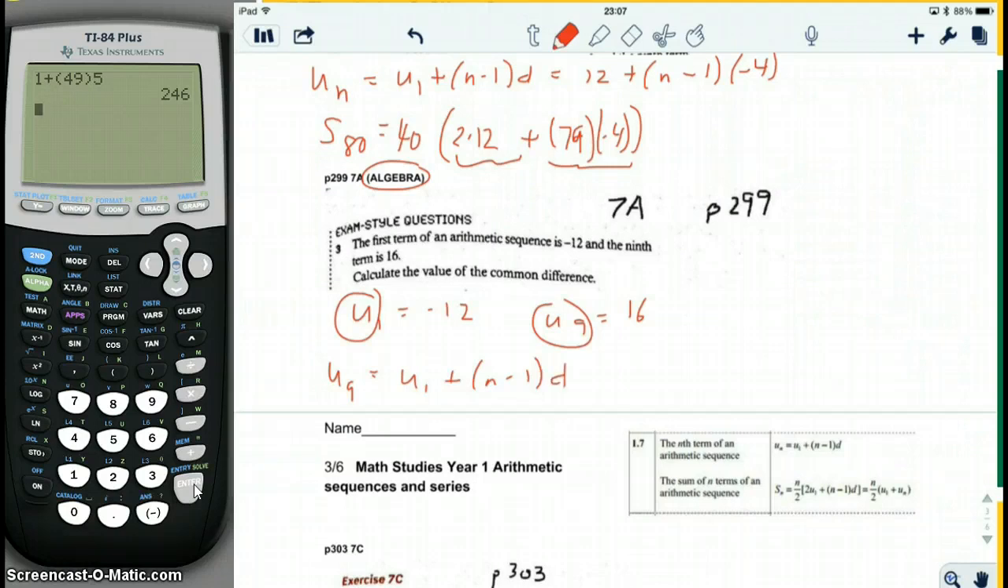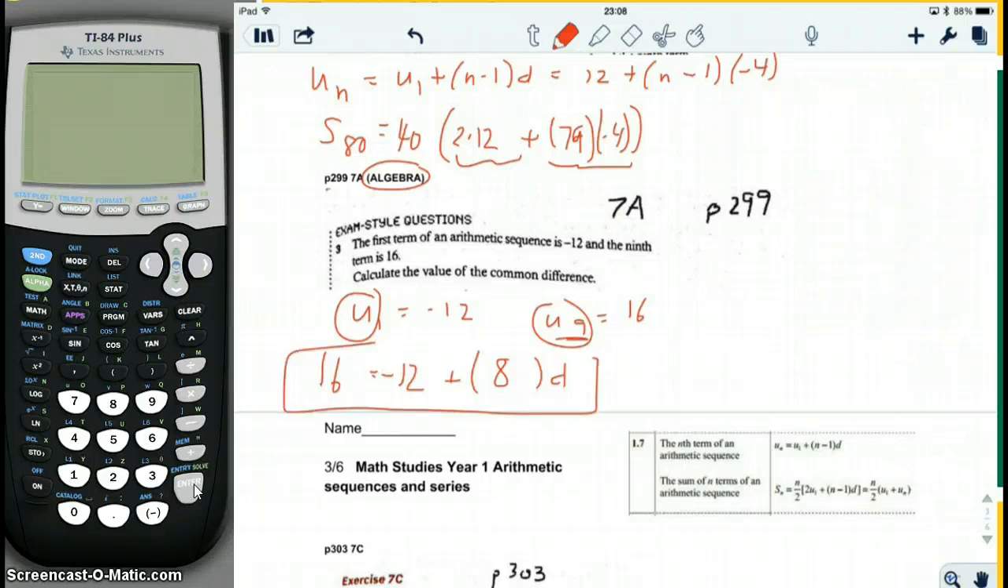And we don't know d, right? But we do know u9 is 16. And we do know u1 is negative 12. And do we know n? Yeah, we do know n because u9, that's n. So it would be 8, right? N minus 1 is 8. So now we have an equation all set up. All we need to do is solve for d using algebra.